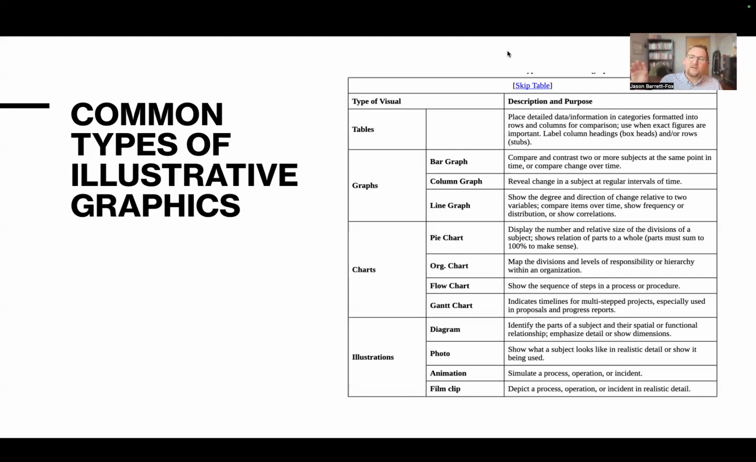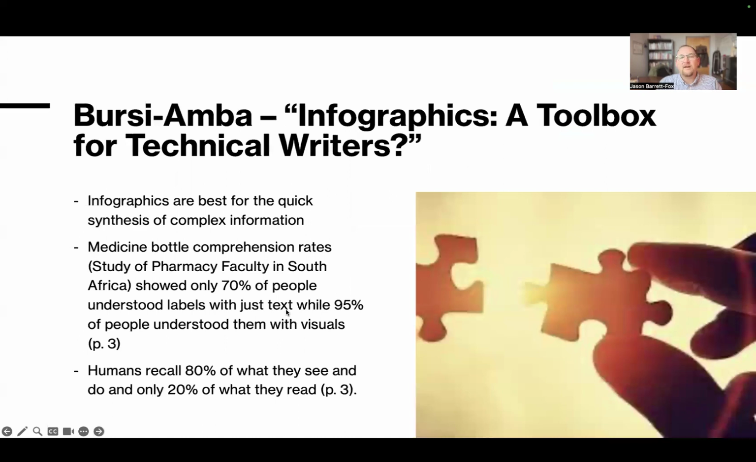Of course, we know what a photo can do, right? It shows us what this thing looks like in reality. An animation can allow us to simulate a process, an operation, or an incident or event. And a film clip can do the same. It can show us or depict a process, operation, or event in realistic detail. So all of those types of illustrative graphics are at your fingertips and can be used in professional and technical writing.